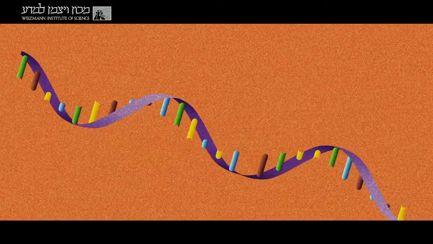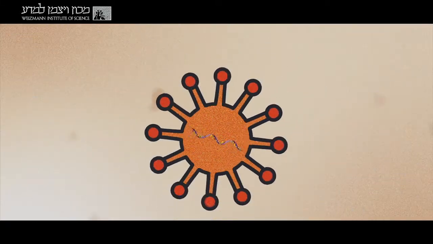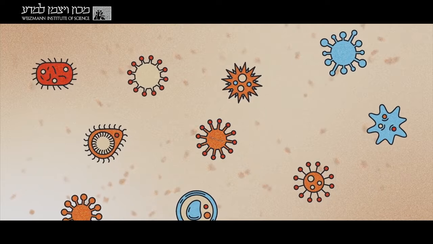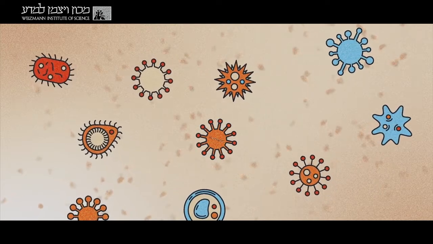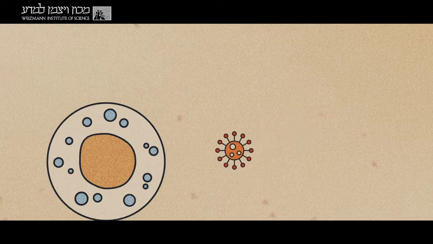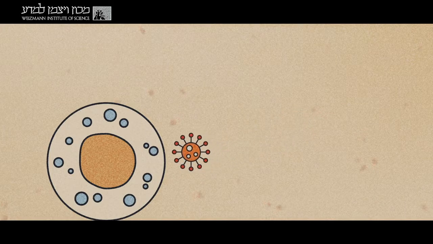A virus is not really a living organism. It's just genetic material, either DNA or RNA, surrounded by a protein coat that can replicate. And this is what we call a virus. All viruses have a receptor on their envelope, and they can recognize their host cell and get into it.